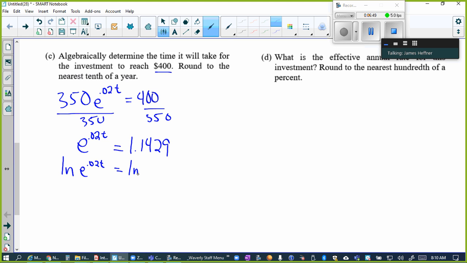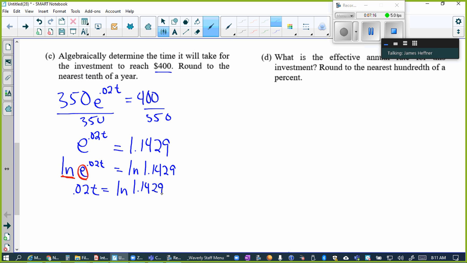So the natural log of 0.1429. Okay? So if this natural log undoes this natural exponential, all we're left with is 0.02t, right? Because they're inverse functions of each other. Equals natural log of them. I'll just leave it like that.